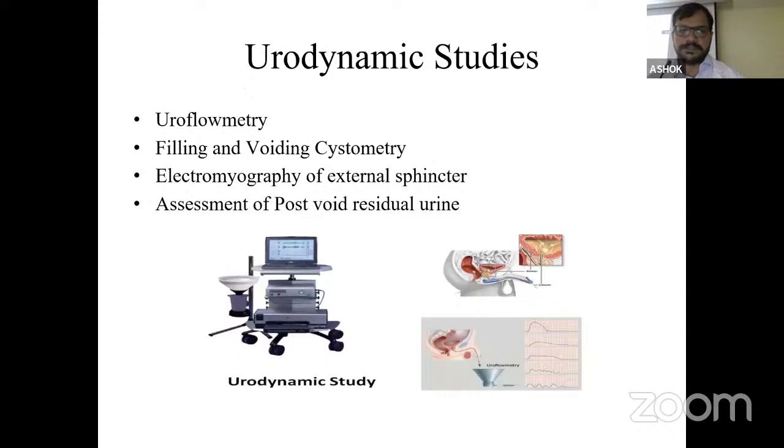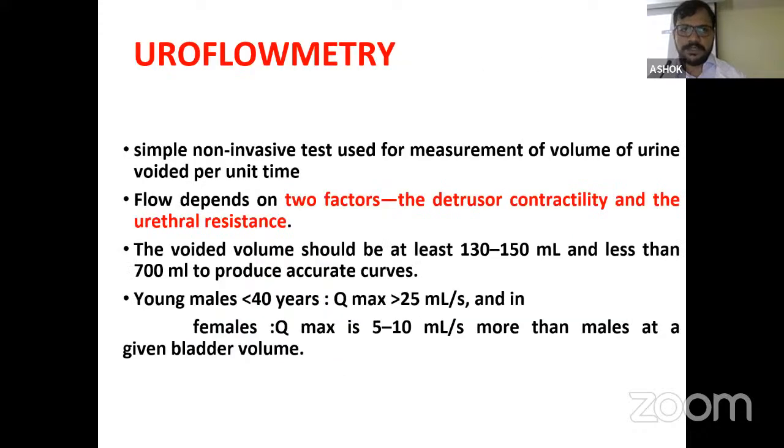Urodynamic studies, including uroflowmetry, filling and voiding cystometry, electromyography of the external sphincter, assessment of postvoid residue. Uroflowmetry is a simple non-invasive test used for measurement of the volume of urine voided per unit time. Flow depends on two factors: contractility, and outflow resistance. The volume will be at least 130 to 150 ml and less than 700 ml to produce an accurate curve.